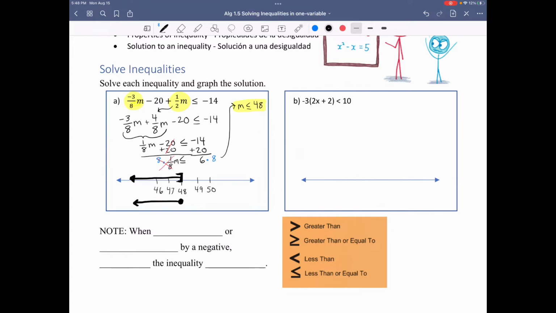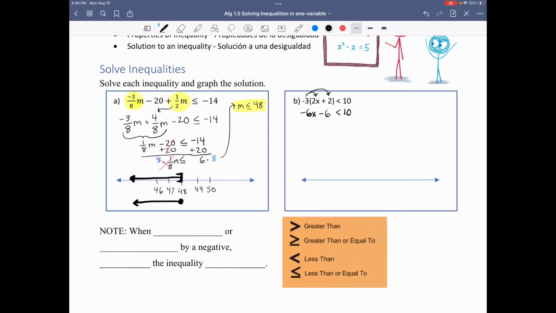For part B, the first thing that we're going to do is distribute. So negative 3 times 2x is negative 6x. Negative 3 times 2 is negative 6, because we have negative 3 groups of 2x plus 2. That's less than 10. So hopefully this is starting to be familiar to you since we've been practicing solving equations.